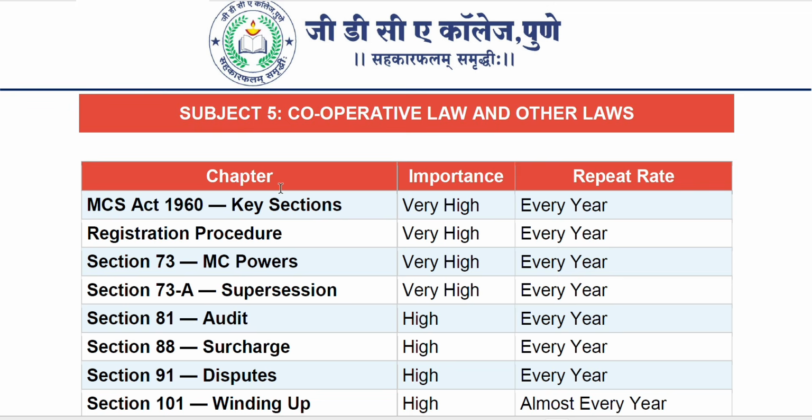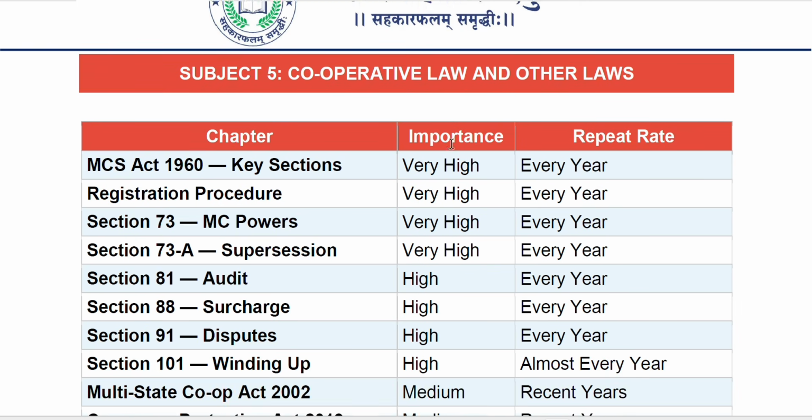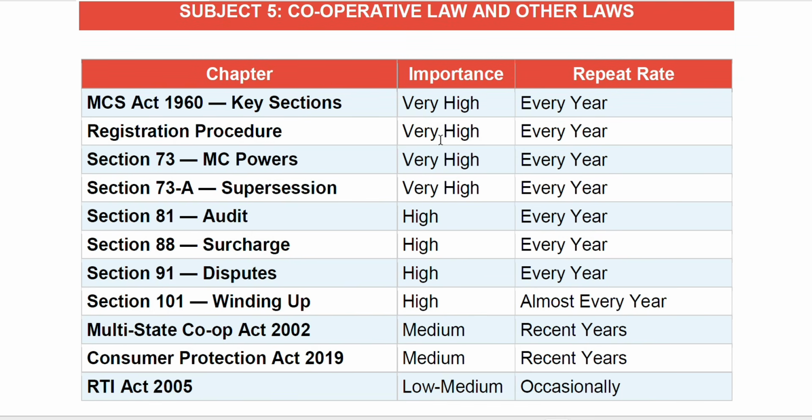Rochdale. Subject 5, cooperative law and other laws. So what are the important chapters? MCS Act 1960, key sections, every year asked. Registration procedure, every year asked. Section 73 MC powers. MC is managing committee powers, every year. Section 73A, supersession every year asked.